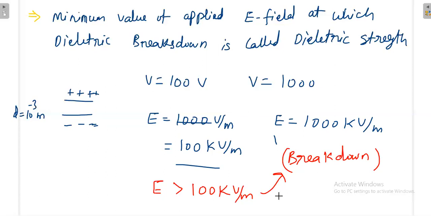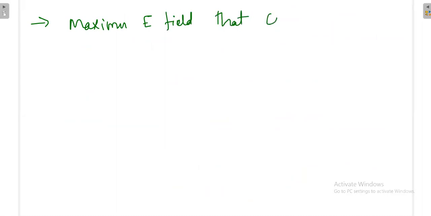Otherwise, you can also write this definition in the other manner. What is the maximum electric field that can be applied without breakdown? You can write the definition in another way also. Dielectric strength is the maximum E field that can be applied without breakdown.